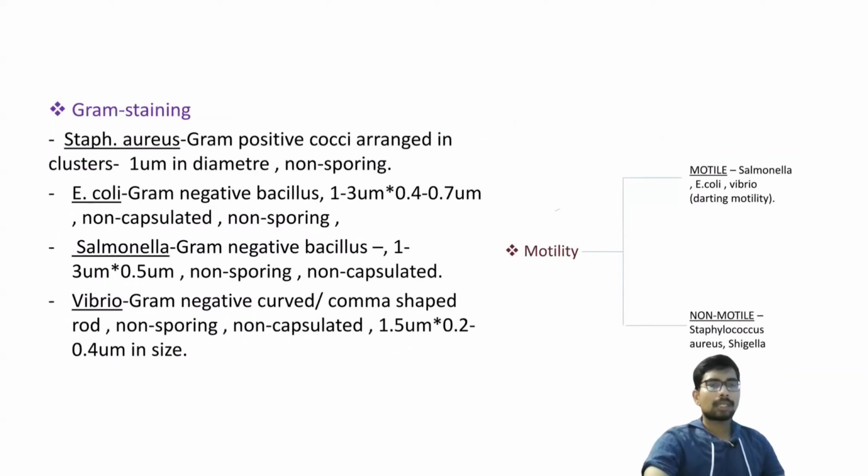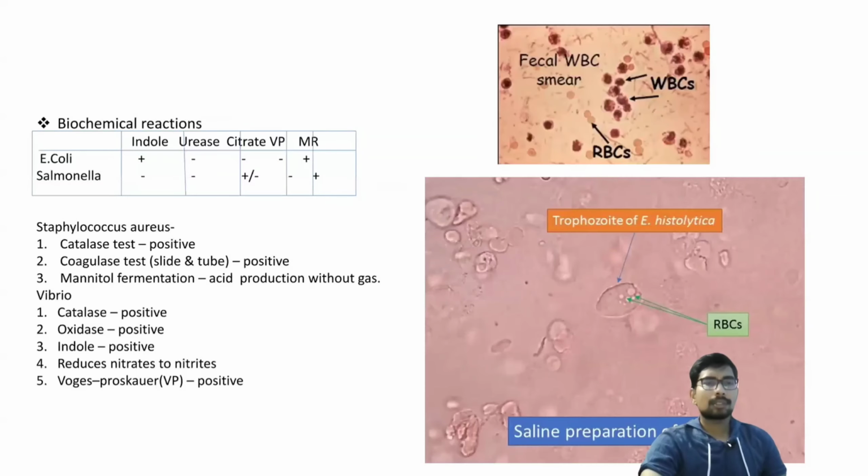In gram staining, the appearance will be different for each organism. Motility: non-motile are Staph aureus and Shigella; motile are Salmonella, E. coli and Vibrio. E. coli is a gram-negative bacillus, Salmonella is gram-negative, Vibrio is gram-negative, comma shaped. Staph is gram-positive cocci in clusters. E. coli will be indole positive and MR positive, and Salmonella is also MR positive. Some tests for Staphylococcus are catalase positive and coagulase positive.